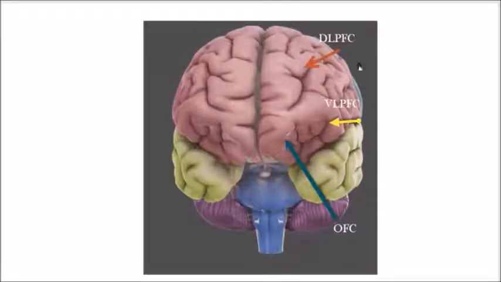So here we see, of course, the dorsolateral prefrontal cortex, the ventrolateral prefrontal cortex, and the orbital frontal cortex. That's pretty easy to memorize. You should be able to add the label if you're asked.